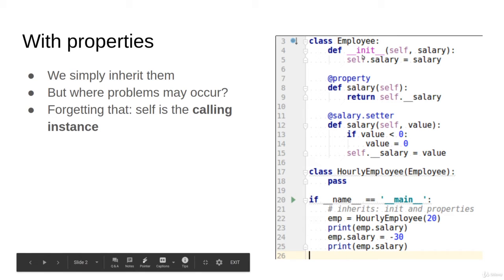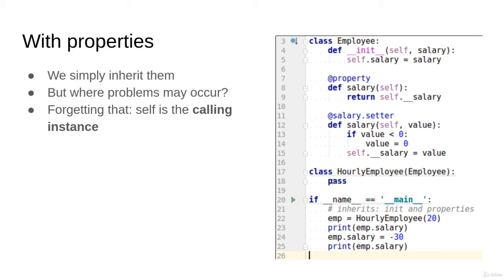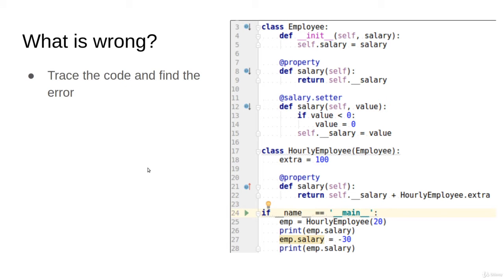So every function call actually starts first with the MRO search at the child class, not the base class. To understand more, let's try this example. I would like you to trace this example and find where there is going to be an error.